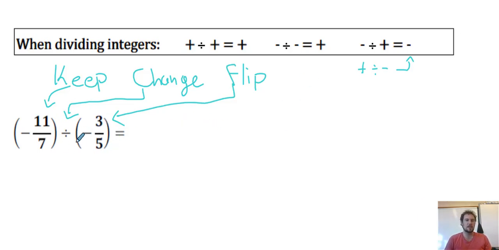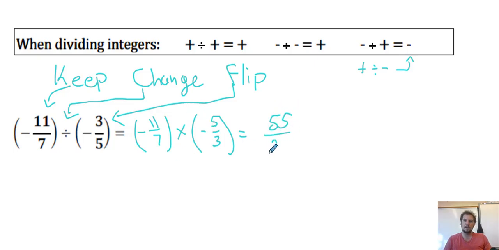So if I take a look at this division here, negative 11 over 7 divided by negative 3 over 5, we're going to keep the negative 11 over 7. We are going to change the division into a multiplication, and we're going to flip the negative 3 over 5 to give us negative 5 over 3. So now to do this multiplication, 11 times 5 is 55, and 7 times 3 is 21, and a negative multiplied by a negative is a positive. So our final answer here is 55 over 21.